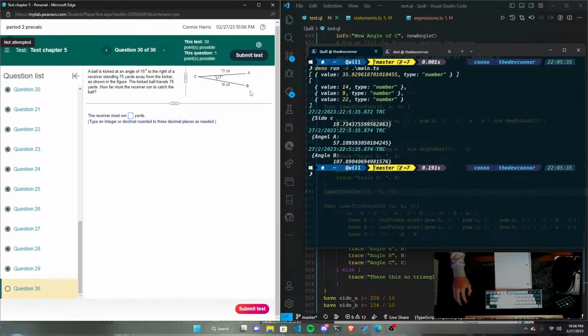So you just need to find side little c. Yeah, which would be 19.734 yards. But that doesn't seem right, though. An angle of 15 degrees, 75. Well, okay. What you could do to double check your work is complete one of the angles using the law of sines and then see if they sum up to 180. And if they do, you're done.